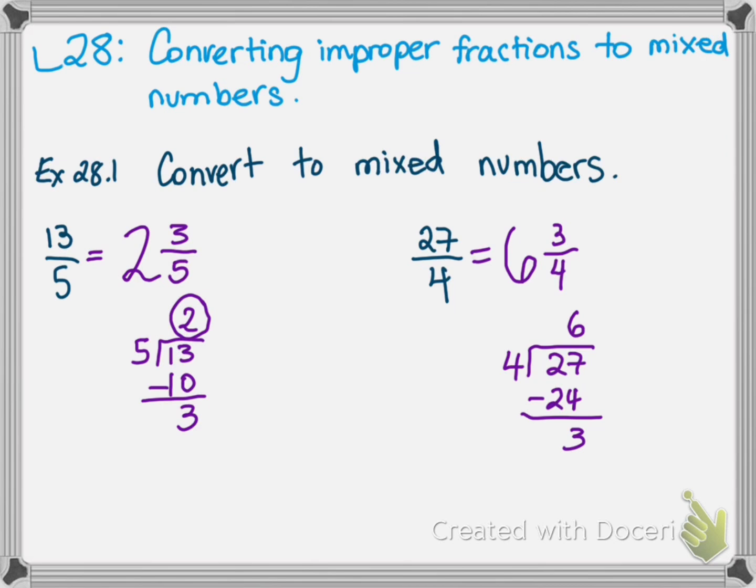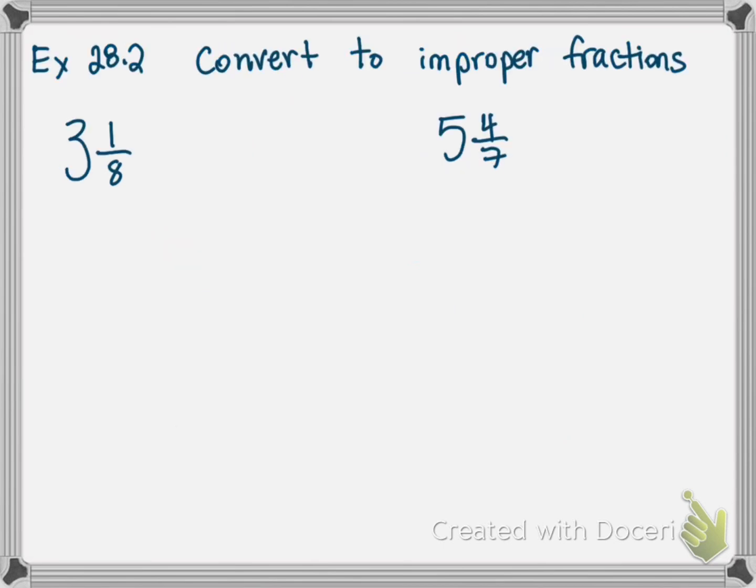Very, very simple. Now in this case, we want to do the opposite. We want to go from mixed numbers to improper fractions. And what we have to do is multiply in this direction and then add the remainder. So we multiply and add. If you think about it, it comes from the division that we just did. We have to multiply and then add the remainder. So 3 times 8 plus 1. And all of that over the same denominator. So 3 times 8 is 24, plus 1 is 25 eighths.